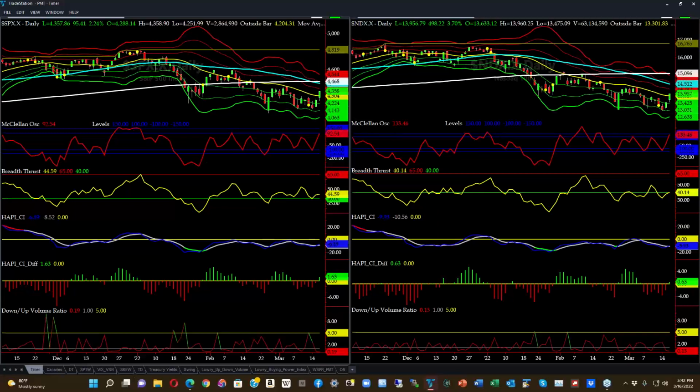So you know. Okay, CI has turned. You have the CI up. You can see that CI diff is up. You see the turn. Breadth Trust is still at 44, near 40, which is very pathetic.